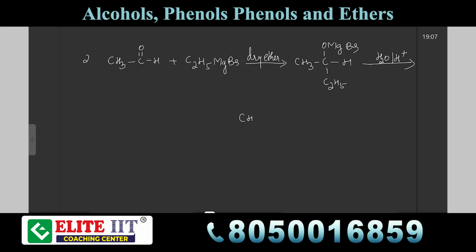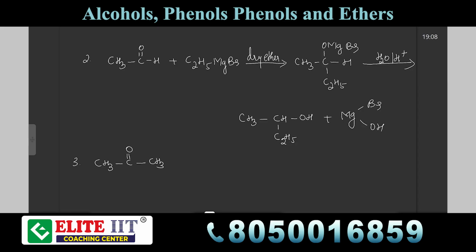Subjected to hydrolysis, you get here CH3, CH, here it is C2H5, OH, forming Mg, Br and OH. So other than formaldehyde, if you use any other aldehyde, you get a secondary alcohol. Other than formaldehyde, all such questions will be asked in your competitive part, the major part. If you take any other aldehydes, you get a secondary alcohol. Third one, use ketone.